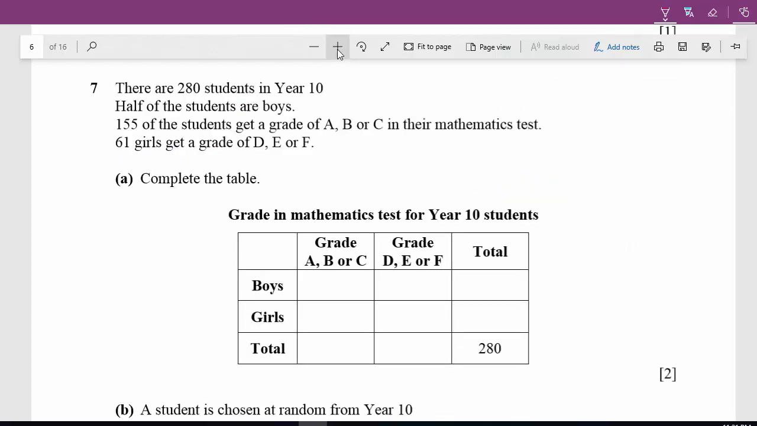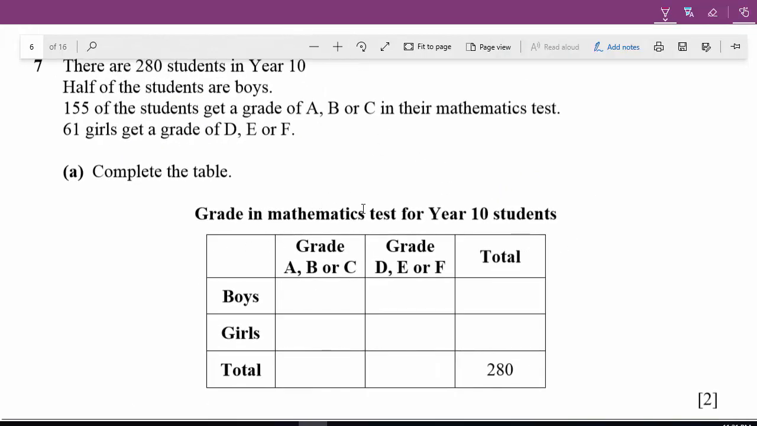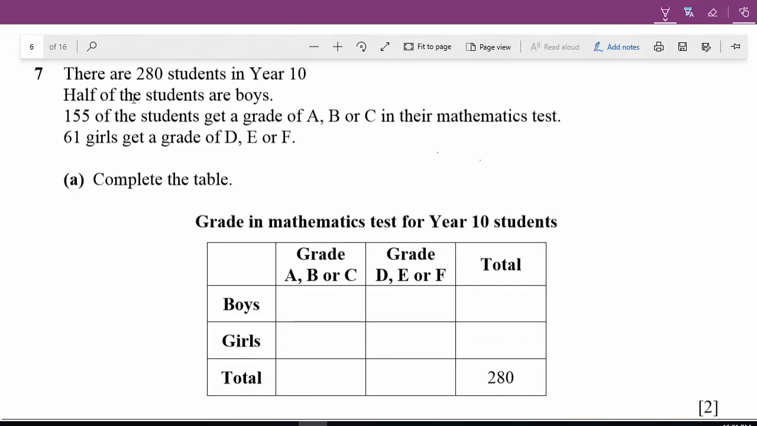This is a good question. There are 280 students in year 10. Half of the students are boys. 155 of the students get a grade of A, B, C, or D in the mathematics test. 61 girls get a grade of D, E, or F. Complete this table. We know the total is 280, and the question says half of the students are boys. So it means half of this 280 are boys, means 140 are boys.